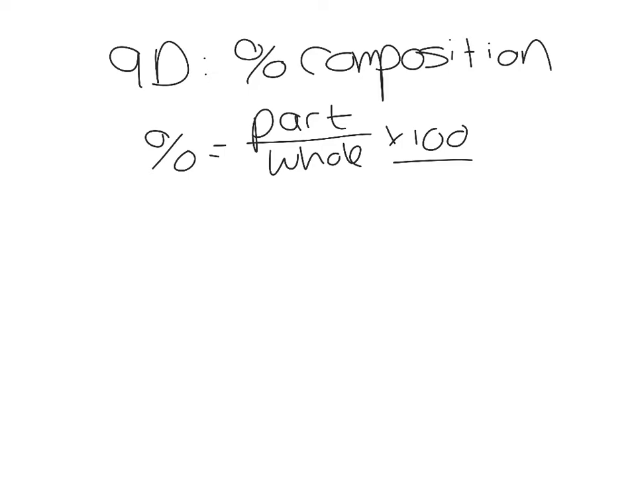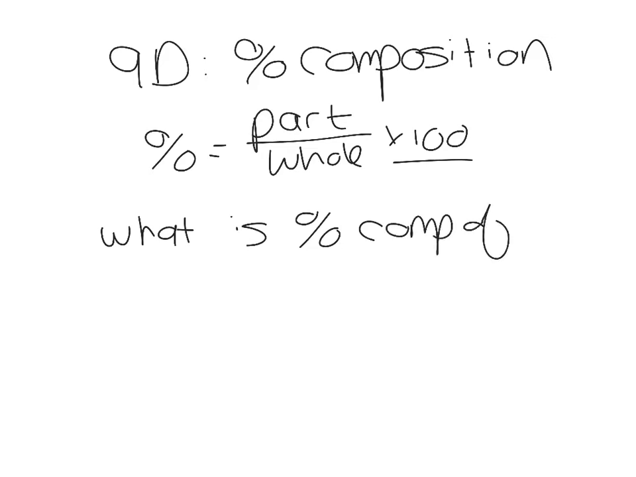So the question might ask, what is the percent comp of oxygen in Al2O3. Okay, so percent composition of oxygen in Al2O3, aluminum oxide. Now, the first thing I need to do is I need to find the mass of the whole. Okay, so the mass of the whole is the gram formula mass of Al2O3.